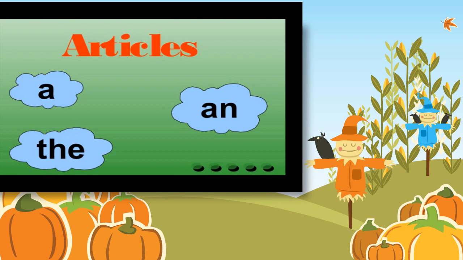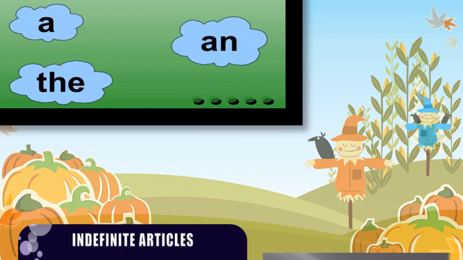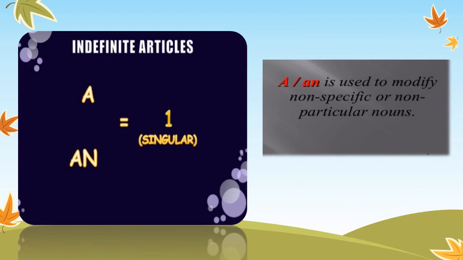Let's move to our new topic, chapter 7, A and The. Children, A and The are collectively known as articles. Now let us study each of them separately. There are two articles, definite articles and indefinite articles.